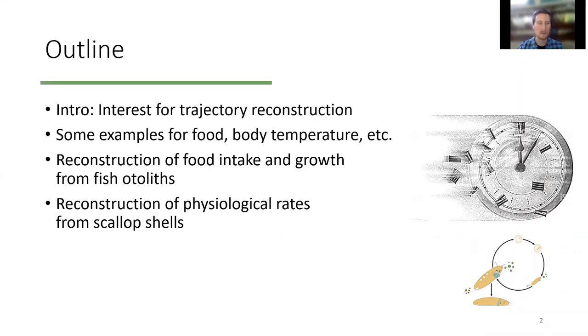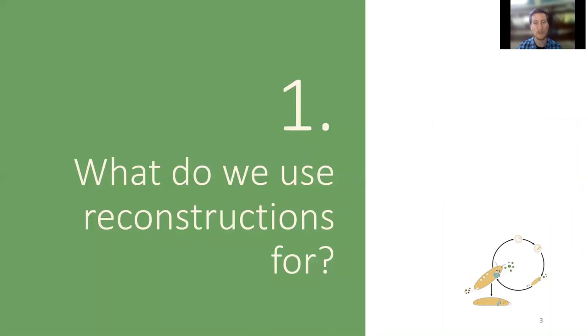I will start with an introduction, explaining what is the interest for such trajectory reconstruction. And then I will give you a series of examples about different variables that we can reconstruct. And I will focus on two examples, especially one about the reconstruction of food intake and growth from fish otolith, and the other one about the reconstruction of physiological rates from scallop shells. But first, what do we use reconstructions for?